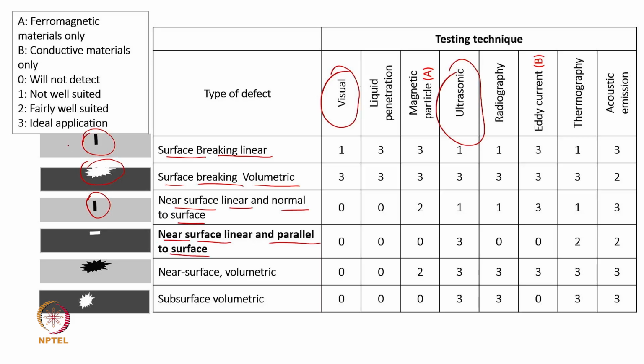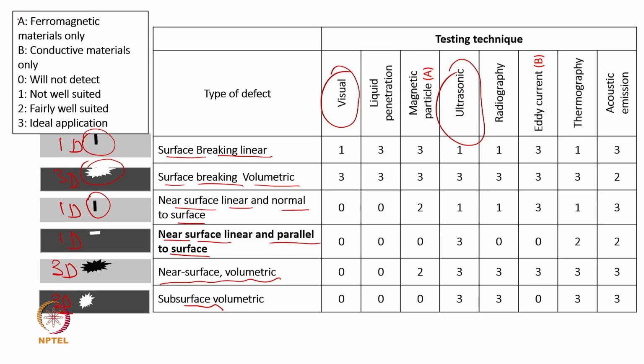So, these are 1D, this is a 3D, this is a 1D, and this is another 1D. Now, near surface volumetric has been shown in this case. This is 3D, and then finally subsurface 3D in this case. So, we have given some sort of ranking to the different kinds of testing processes. I am just trying to mention that here.